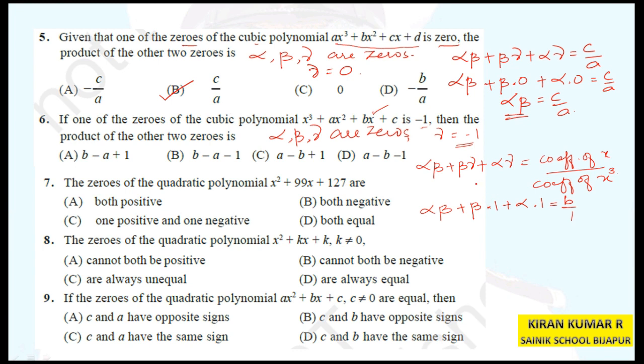Sorry, I made a mistake here. Gamma value is minus 1. So I have to take this as minus 1. This also is minus 1. So on simplification, we get alpha beta minus beta minus alpha, which is equal to b. The same as alpha beta minus of alpha plus beta, which is equal to b.